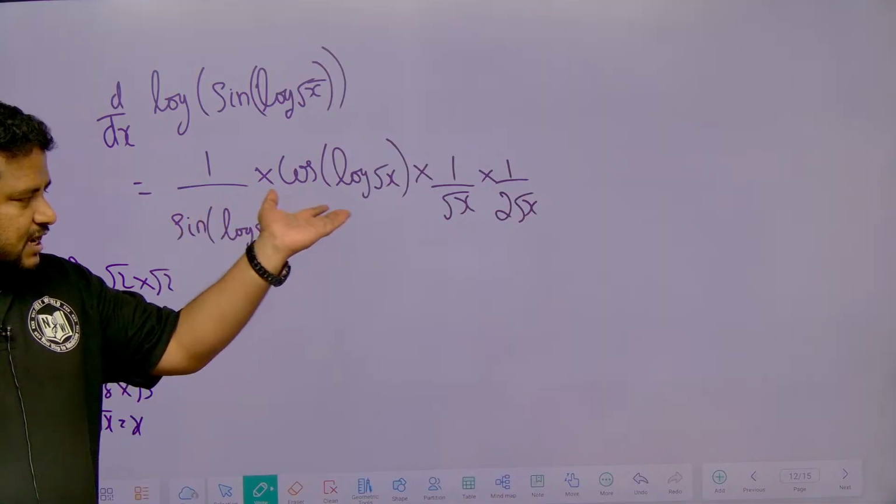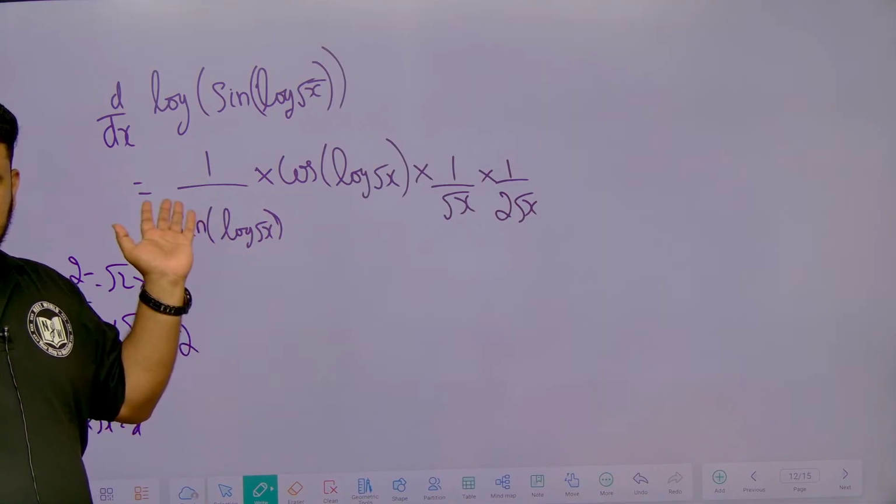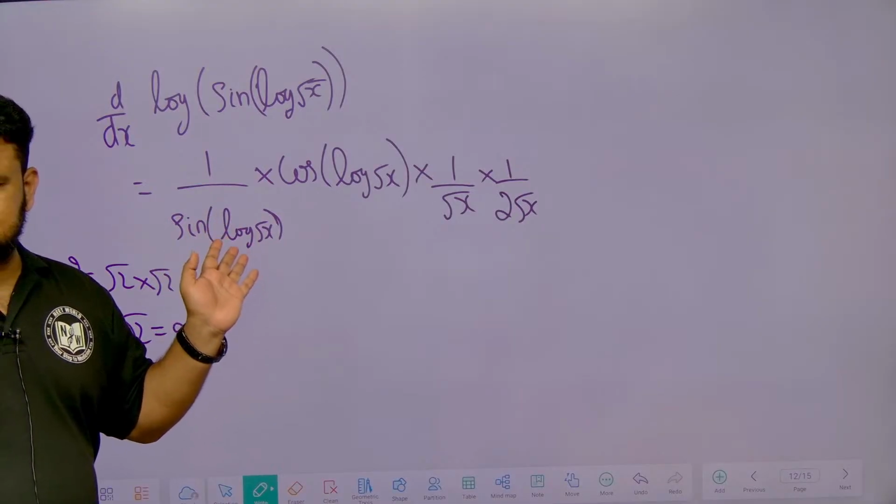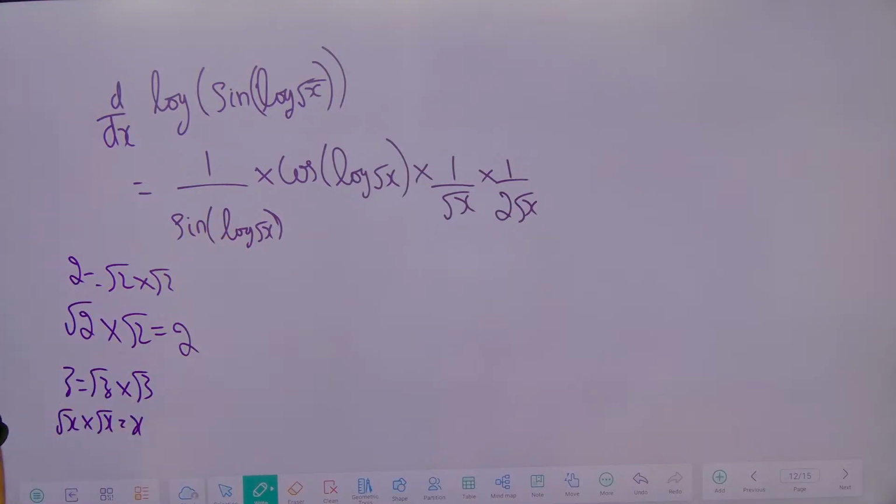See, such a long answer you will get, but it is very simple. From outside to inside you have to go. Clear?